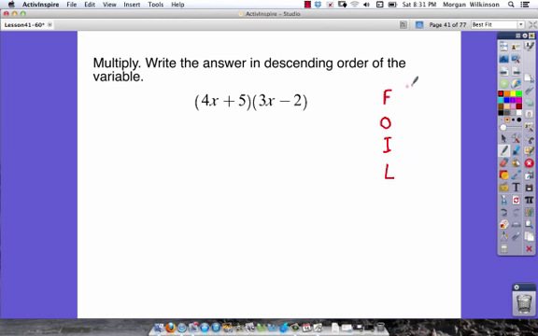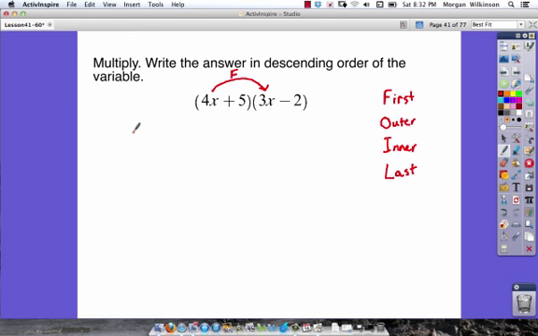Now the FOIL method stands for first, outer, inner, and last. And this FOIL method is fantastic because it will help us whenever we have a problem where we're multiplying two binomials. First, okay, the first, that refers to this. It refers to multiplying the first number in each of the binomials. So I'm going to put an F here for FOIL, for first.